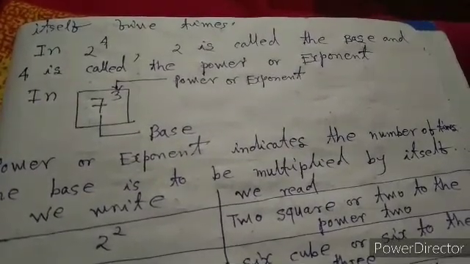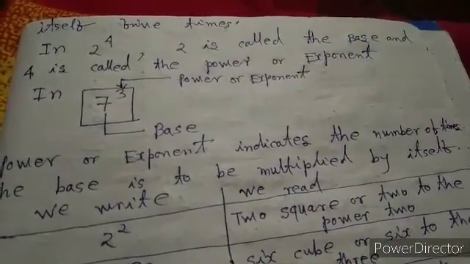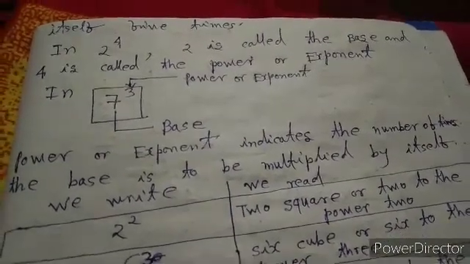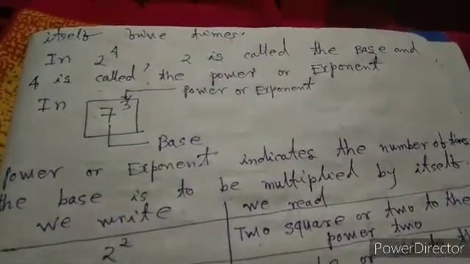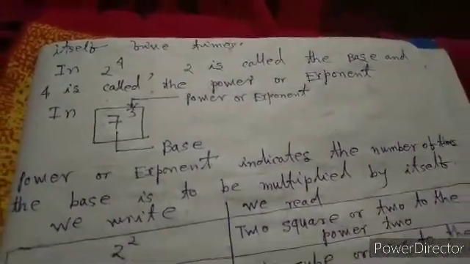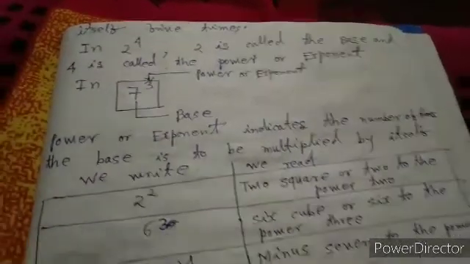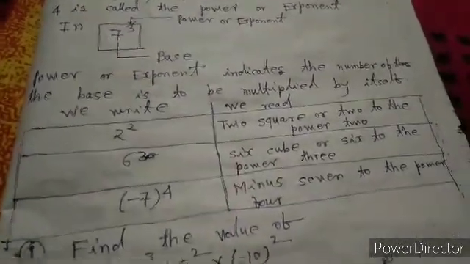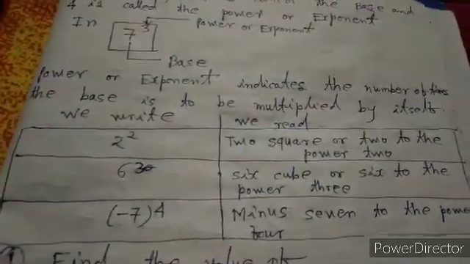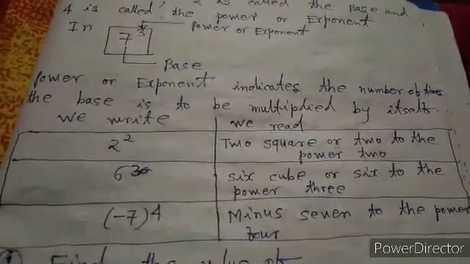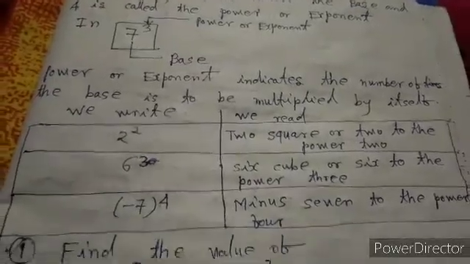So the power or exponent indicates the number of times the base is to be multiplied by itself. For example, 2 square is read as 2 square. 6 cube is read as 6 cube or 6 to the power 3. Minus 7 to the power 4: so we say here minus 7 is the base and 4 is the power.